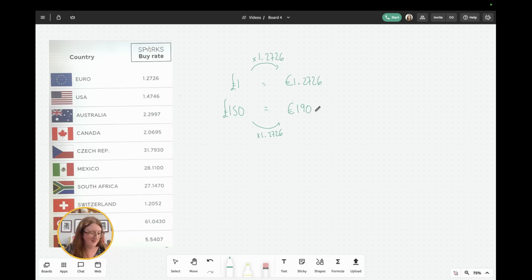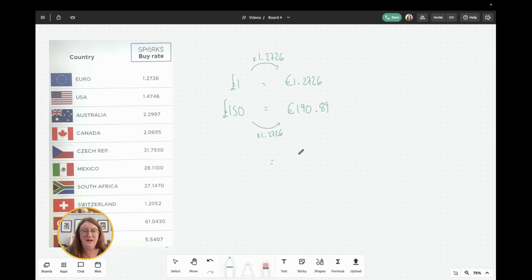It's 190 euros 0.89. Now, we always round to 2 decimal places when we're dealing with money because there are 2 decimal places when we have money. Think pounds, think cents. It's always 2 decimal places. That's my conversion. Simple.